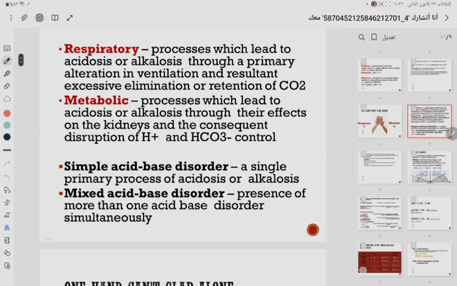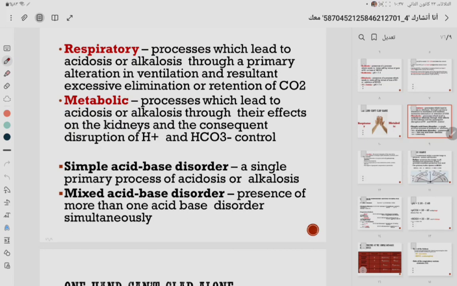We have, as we know, the buffering systems: the respiratory and the kidney. The respiratory system is the quicker buffering system. It can compensate acidosis and alkalosis quickly. However, the kidneys take 6 to 12 hours to compensate. A respiratory process which leads to acidosis or alkalosis through primary alteration in ventilation will result in excessive elimination or retention of CO2, and that's how we have acidosis and alkalosis. Metabolic is the same in the kidneys, through disruption of excretion, retention of base or excretion of acid, or vice versa.